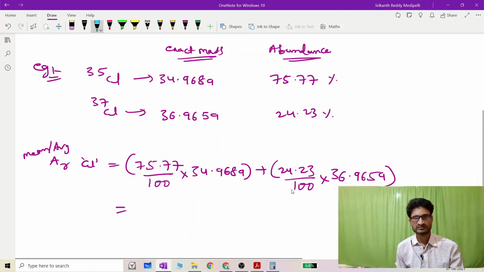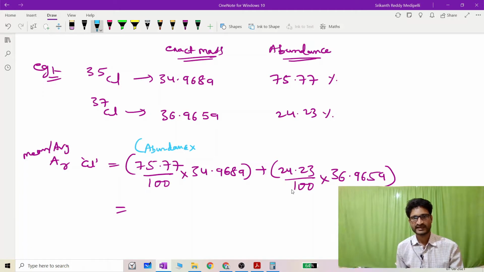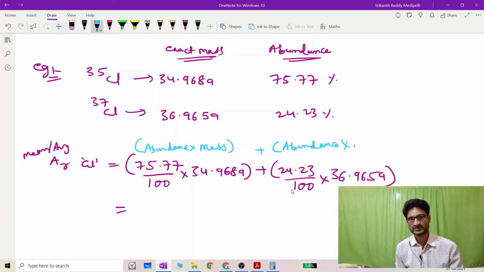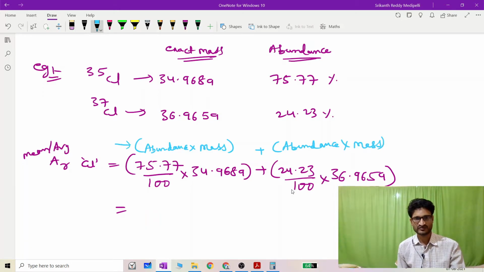So basically what we do is calculate the abundance multiplied with its exact mass, and again we do the abundance multiplied with mass for the other isotope. These are different isotopes. Okay, this is a general formula we can apply for any element.